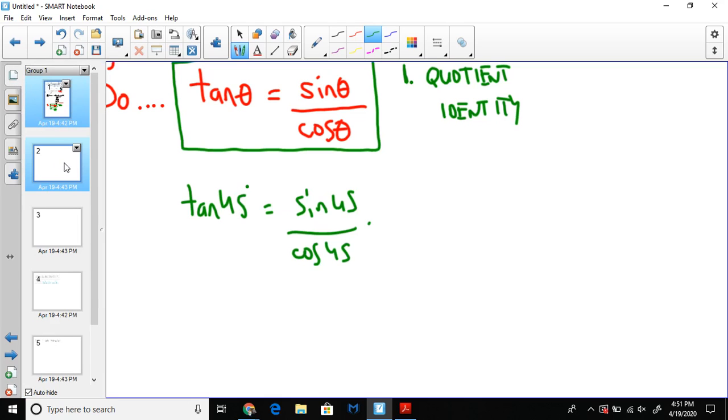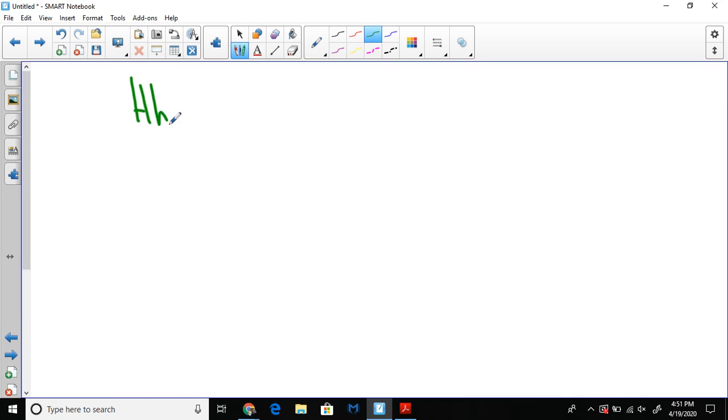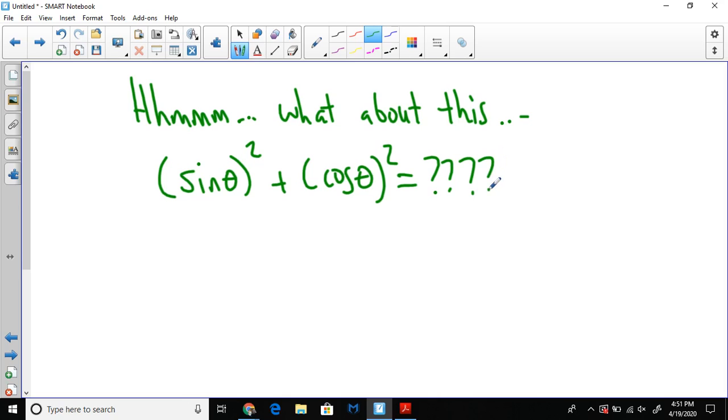So the next one: mathematicians were sitting there and just being like, what about something like this? Why don't we take sine theta and square it, and then take cos of theta and square it, and see what that equals?